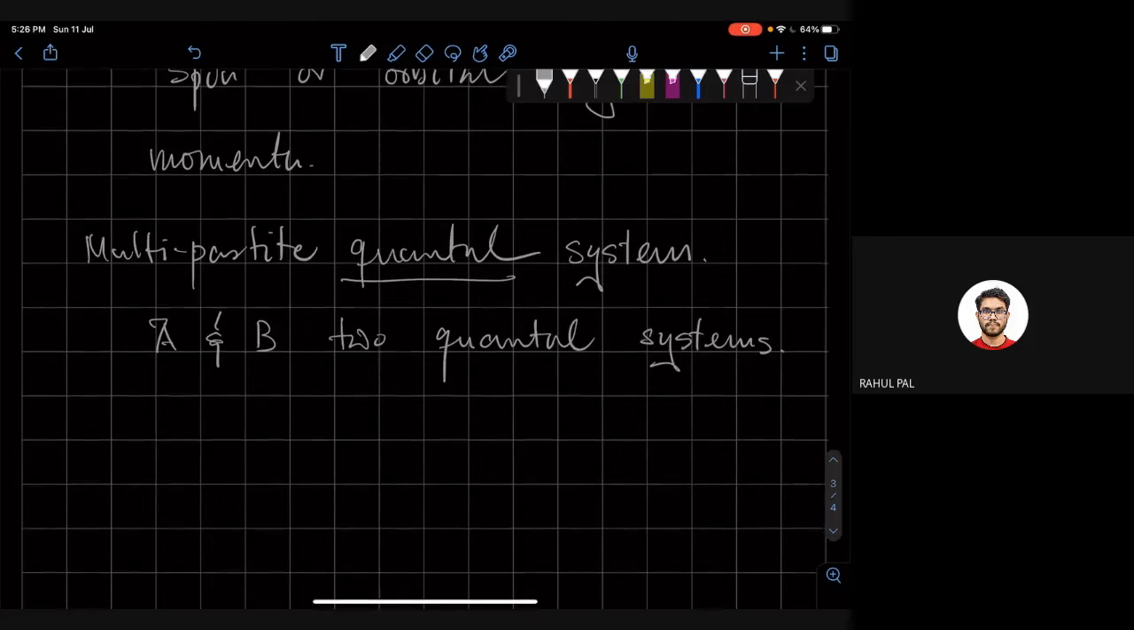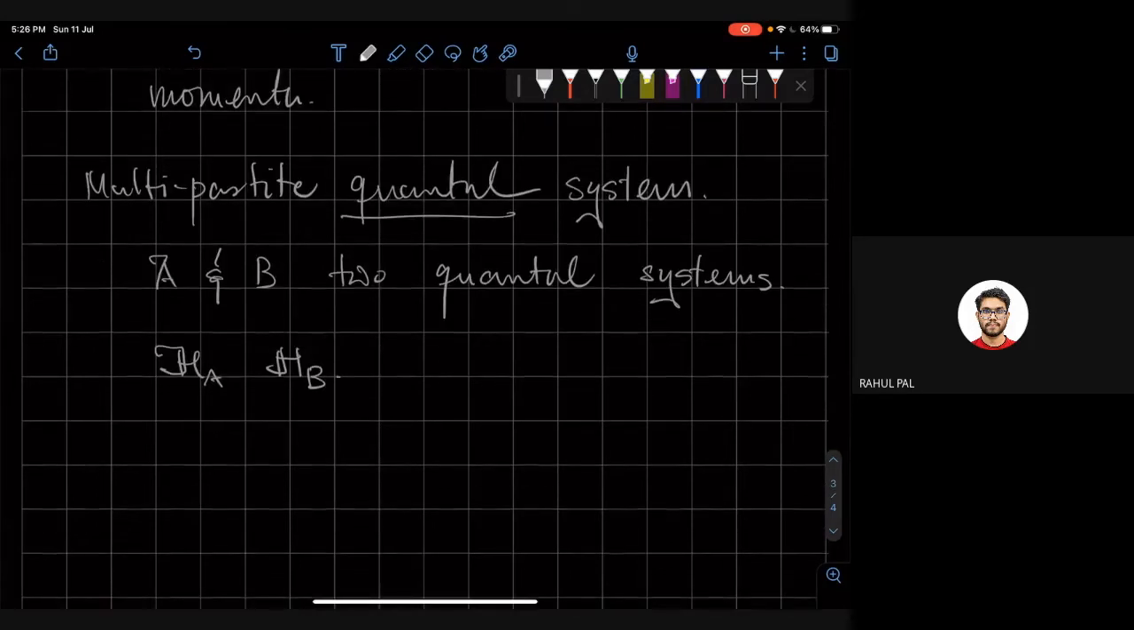So each of them has a Hilbert space, H_A and H_B. Now suppose you bring them together, then you want to describe them as one system. Then what is the mathematical structure that allows us to do that? There should be a Hilbert space for the combined system, which I'm going to call H_AB. And the assumption is that H_AB is equal to the tensor product of H_A and H_B. This is the assumption that we make in quantum mechanics, and it's verified by experiments.